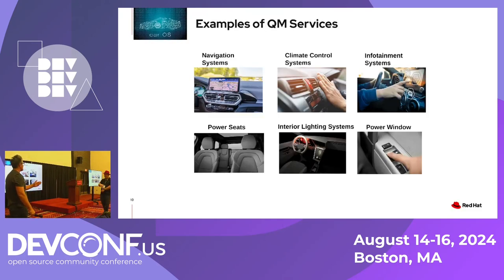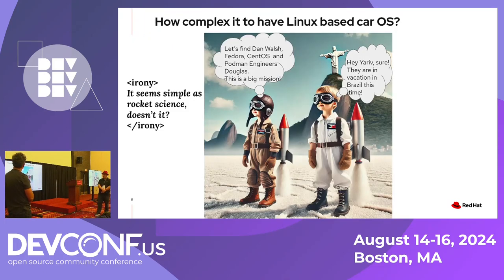Examples? Yes. Navigation system, climate control, infotainment, power seats, power windows, all those examples where something bad happens, you can continue driving, and then you can go to the service from your car manufacturer. They can fix it, and no problem. You can continue your driving. So this is very complex, to make an operational system like this.